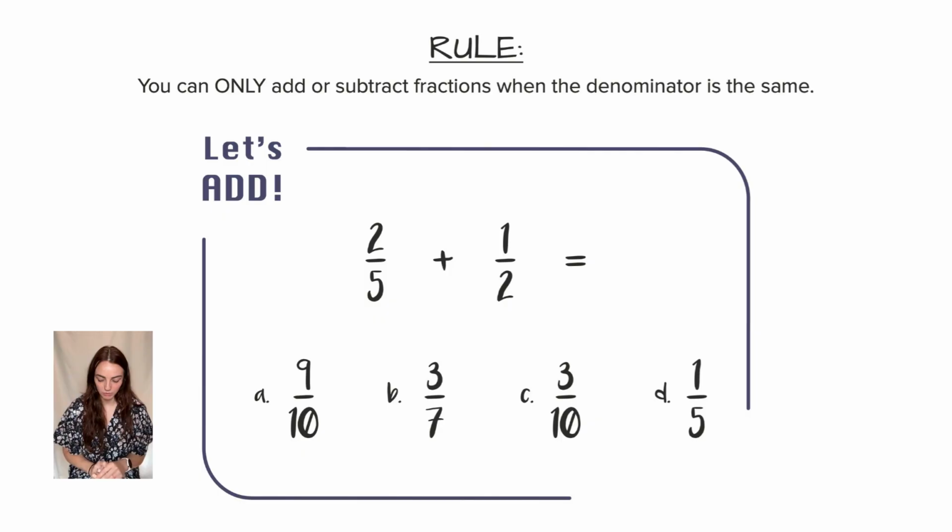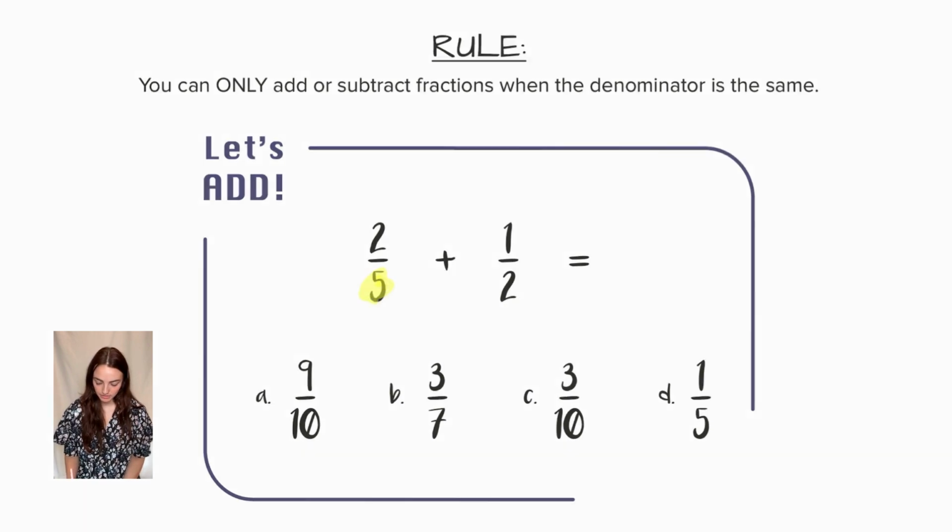All right, what about this one? We have 2 over 5 plus 1 over 2. What are we checking first? Denominators and uh-oh. What are we going to do now? How can we fix this?